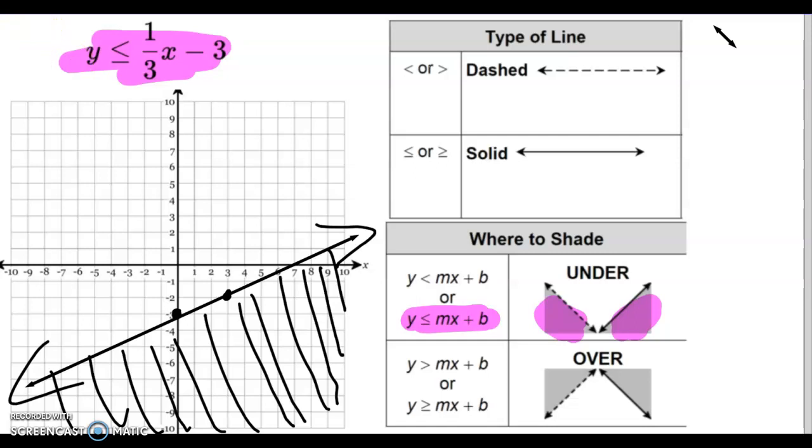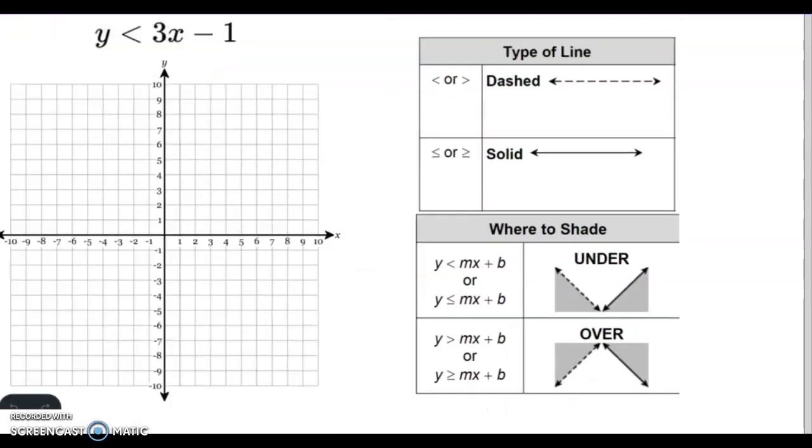Alright, let's take a look at one more example. Okay, here we've got y is less than 3x minus 1. Okay, we're going to start with the y-intercept, which is at -1. We're going to look at the slope. The slope is 3. But because it's a whole number, you could make it a fraction by putting it over 1. So you go up 3 and to the right 1, and you get your second point.